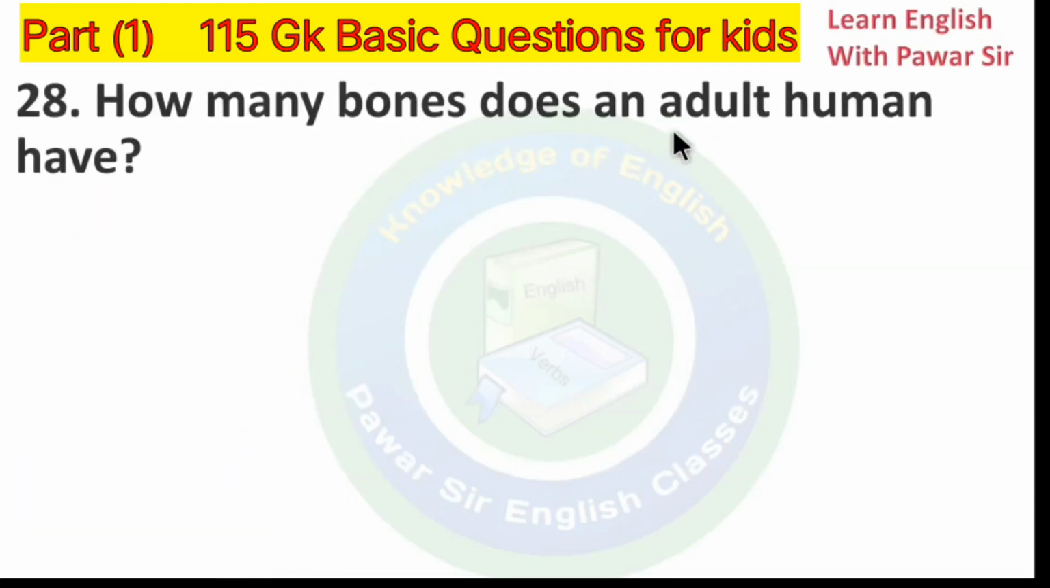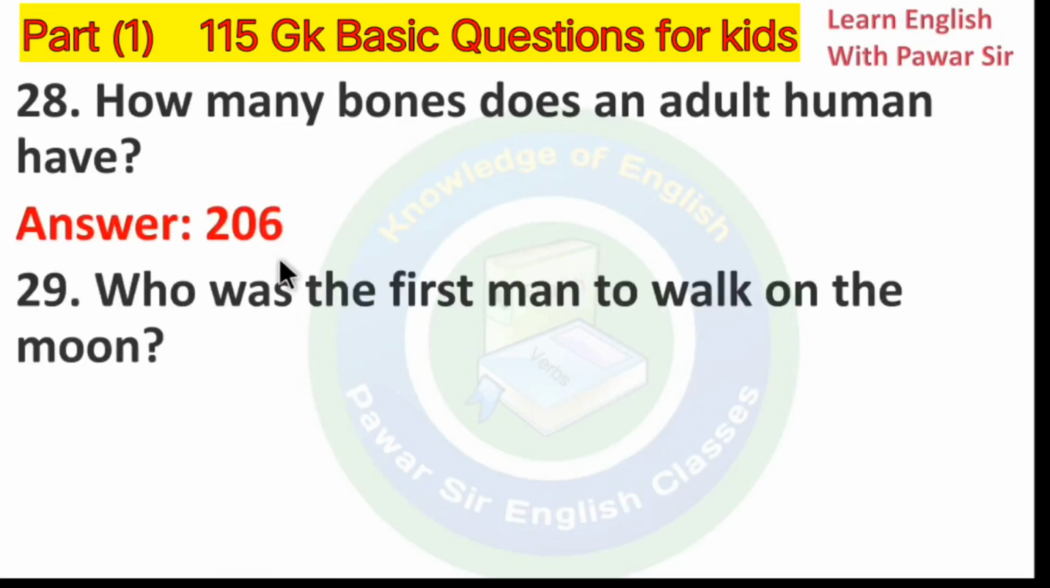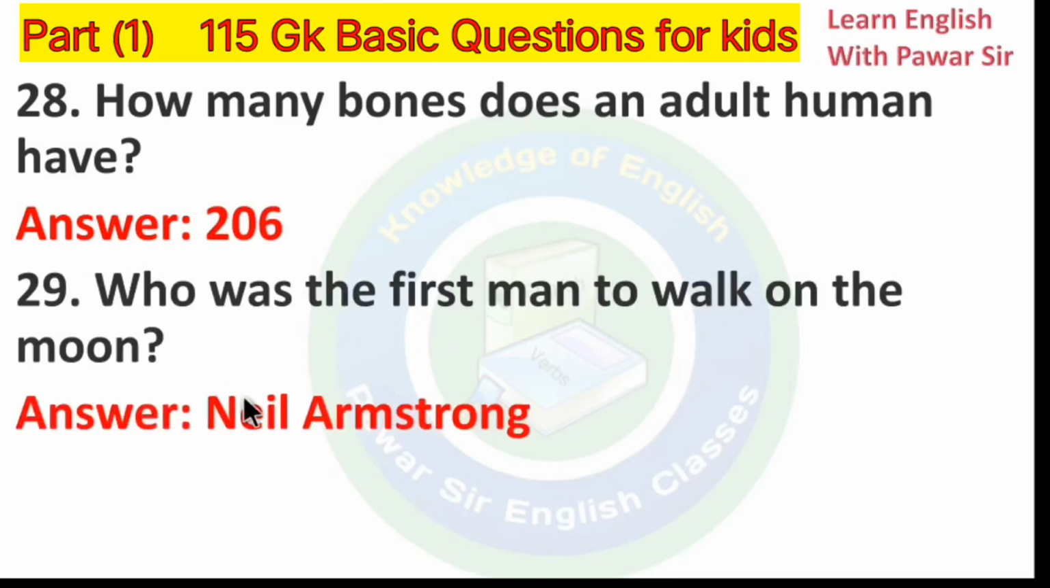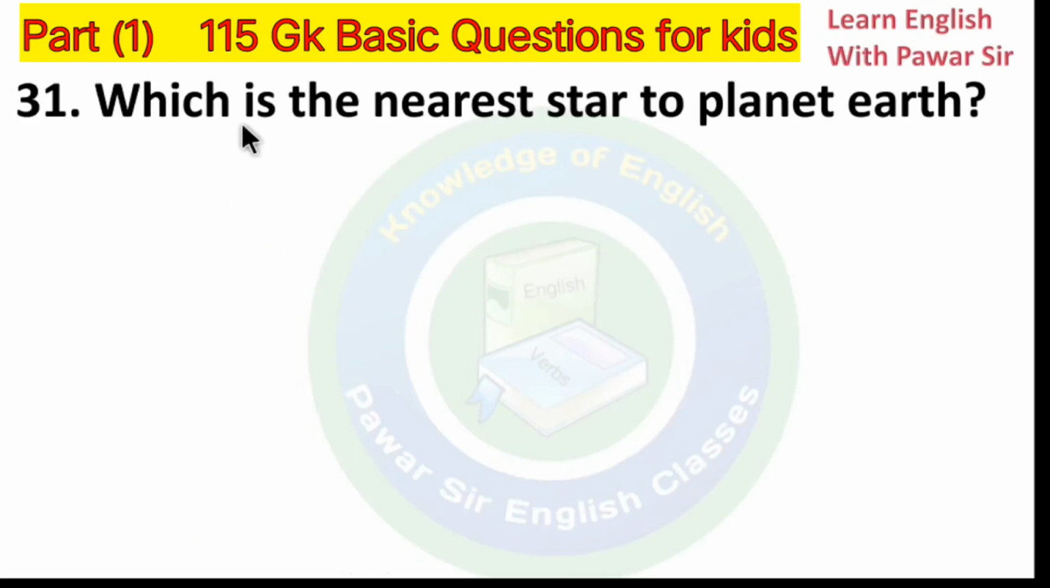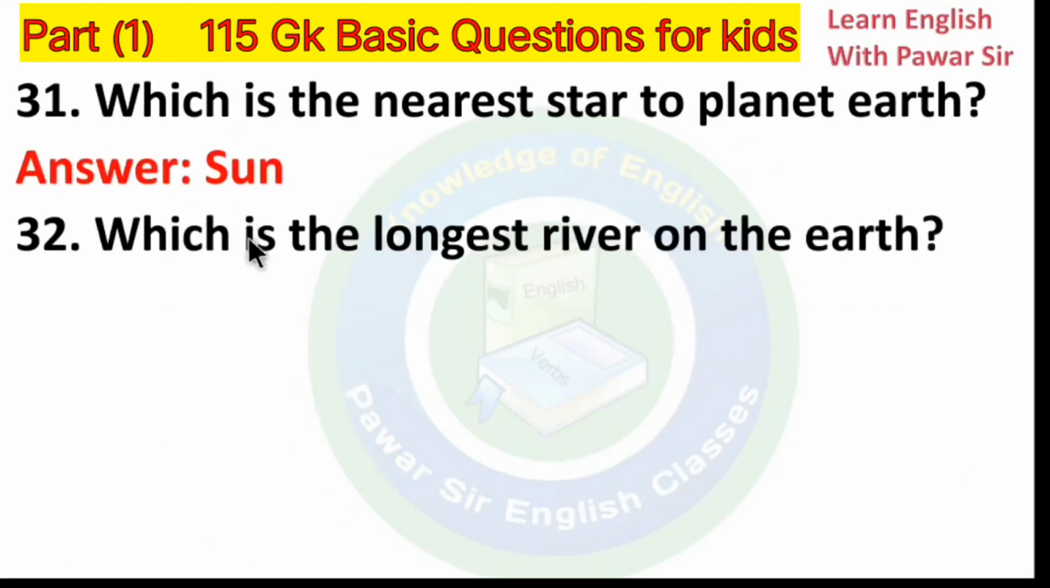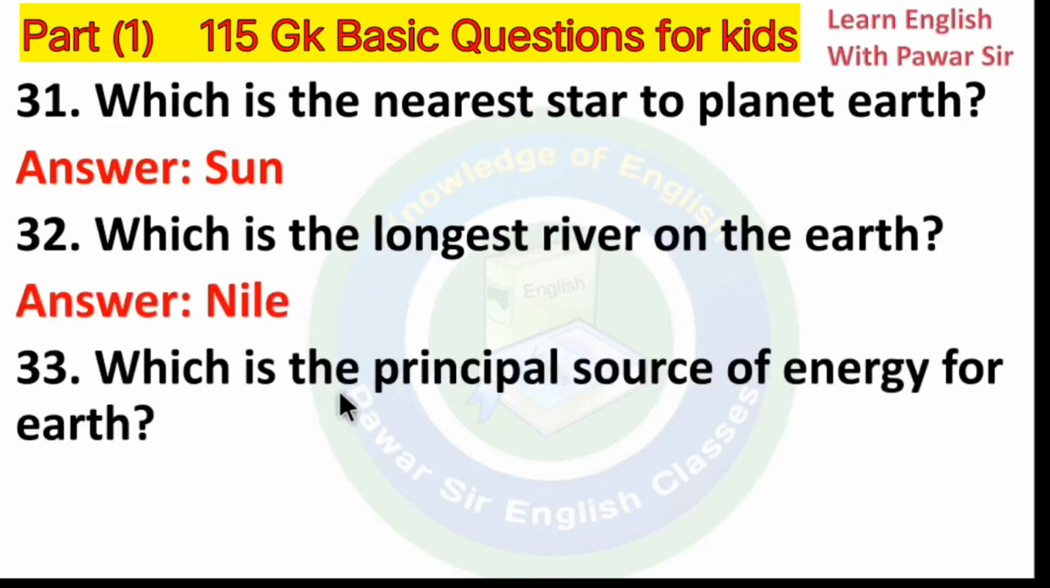How many bones does an adult human have? 206. Who was the first man to walk on the moon? Neil Armstrong. How many millimeters are there in 1 centimeter? 10. Which is the nearest star to planet Earth? Sun. Which is the longest river on the earth? Nile. Which is the principal source of energy for Earth? Sun.